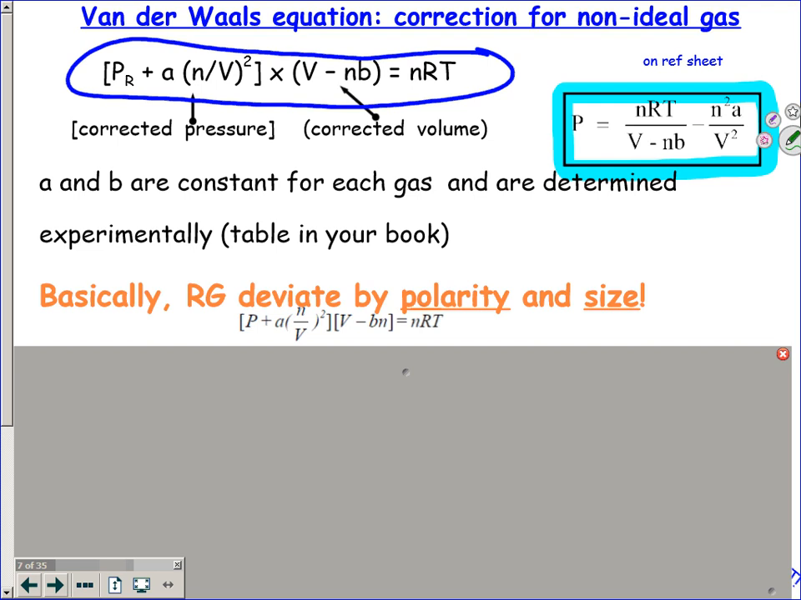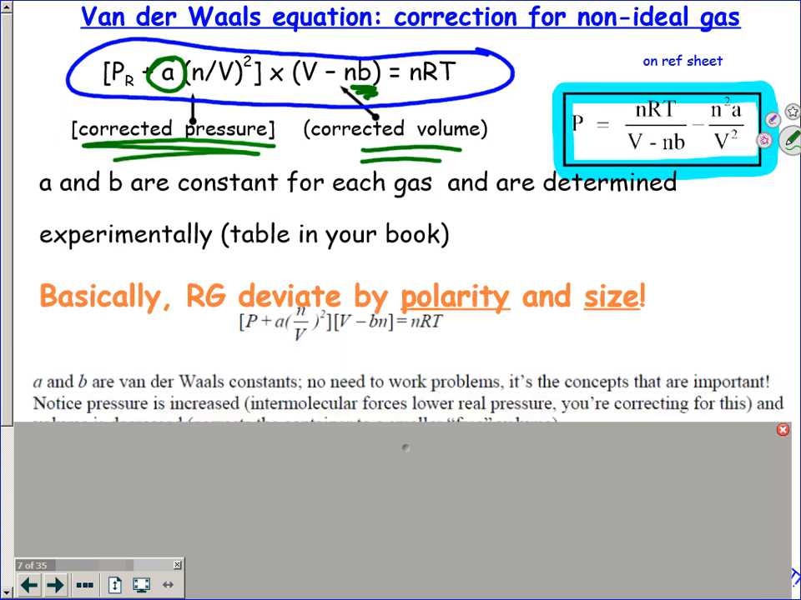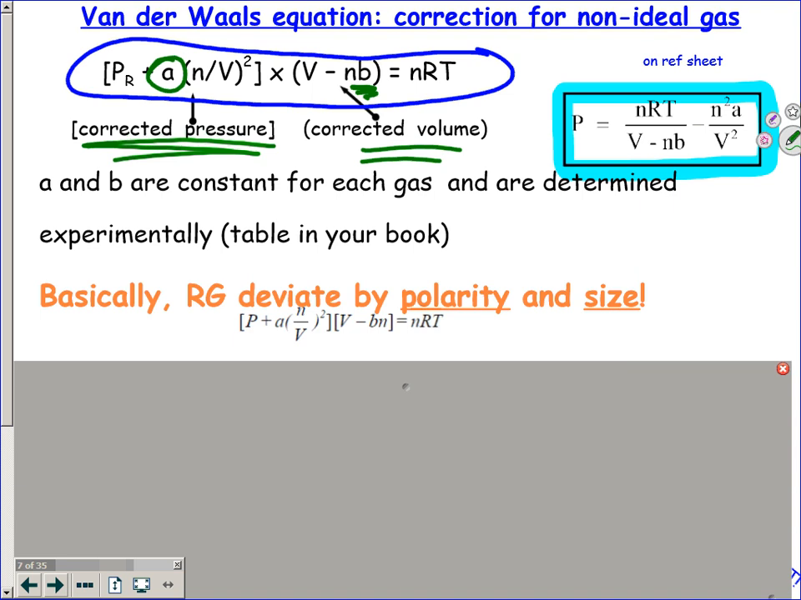So the A, which is the attraction component, is the part that's going to influence how things bounce off the container wall. So the A is going to correct the pressure from ideal to real, and the B factor here, which is bigness, is going to correct the volume that's truly available for real gases. So A, attraction, B, bigness.